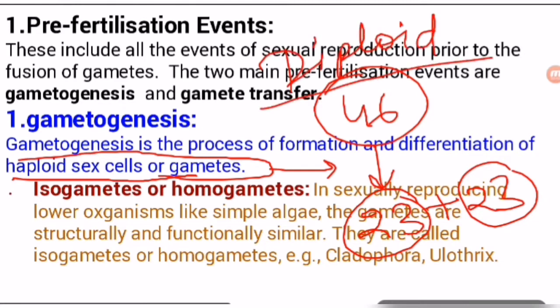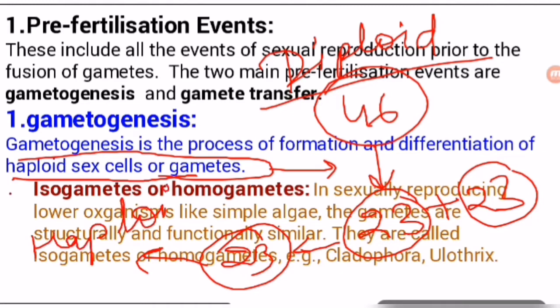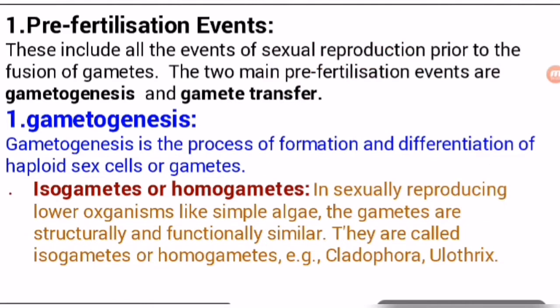But when only a single set is found in a cell, only 23, it is known as a haploid cell. So a gamete is a haploid cell. How many chromosomes are found in a gamete? In humans only 23 chromosomes are found.